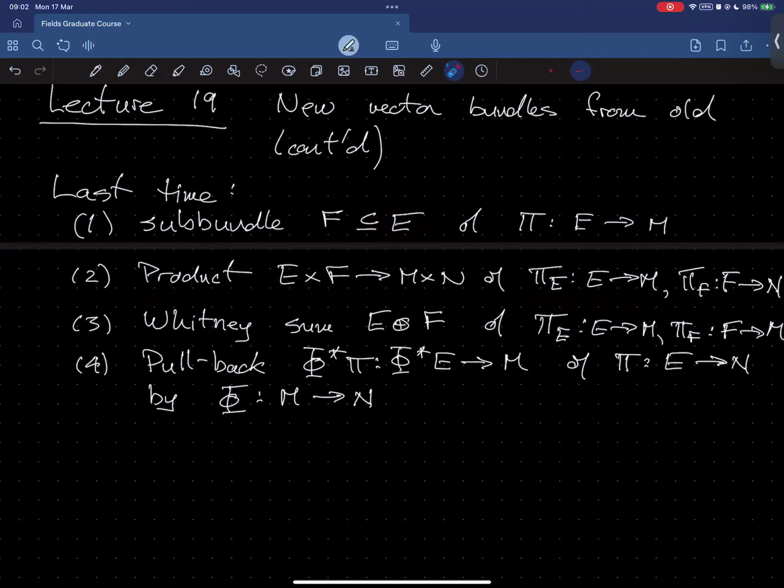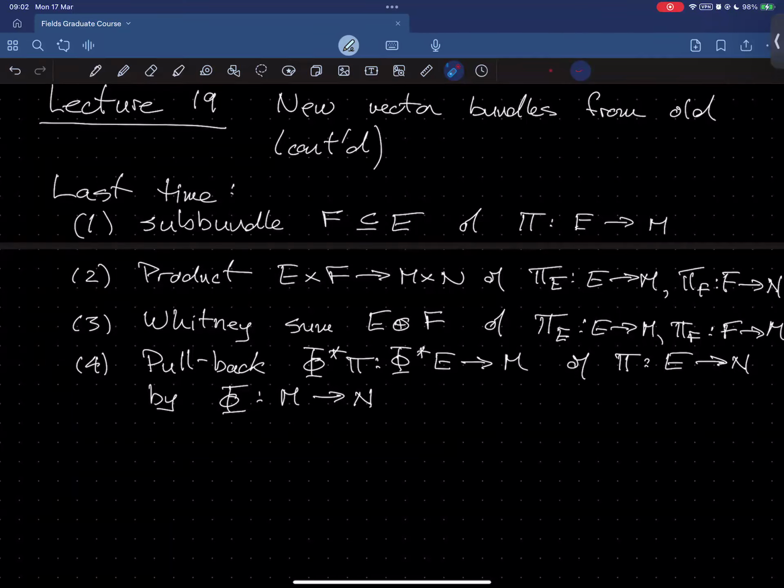And we took a sum of vector bundles. When we took the product, we allowed the vector bundles to be over a different base. Here we have vector bundles over the same base, and we defined this thing which we called the Whitney sum. The idea is the fibers here are the direct sums of the fibers of E and the fibers of F.